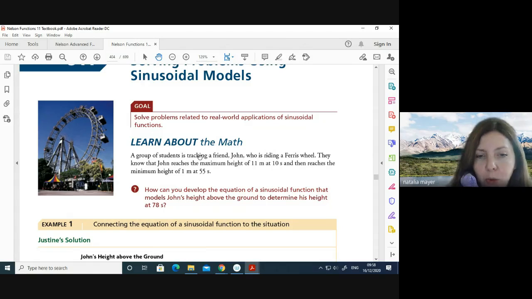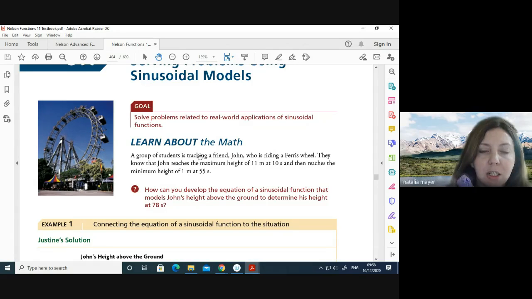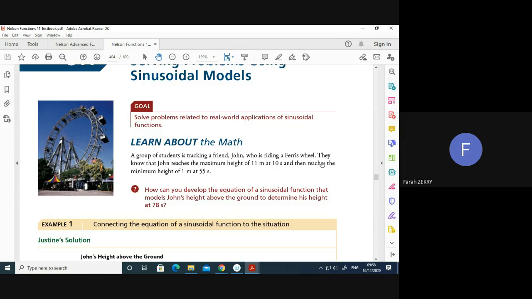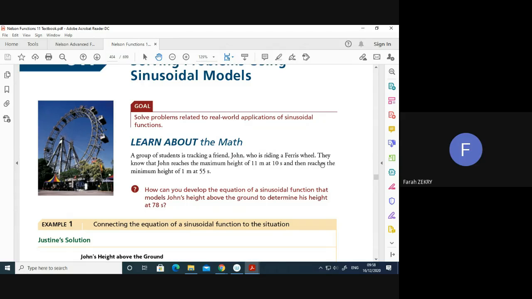Other than the amplitude, which is A, right? Because remember we're modeling the equation. What else can we find? Equation of axis. So what is the equation of axis? 11 plus 1 divided by 2. Which is? So it's going to be 6.